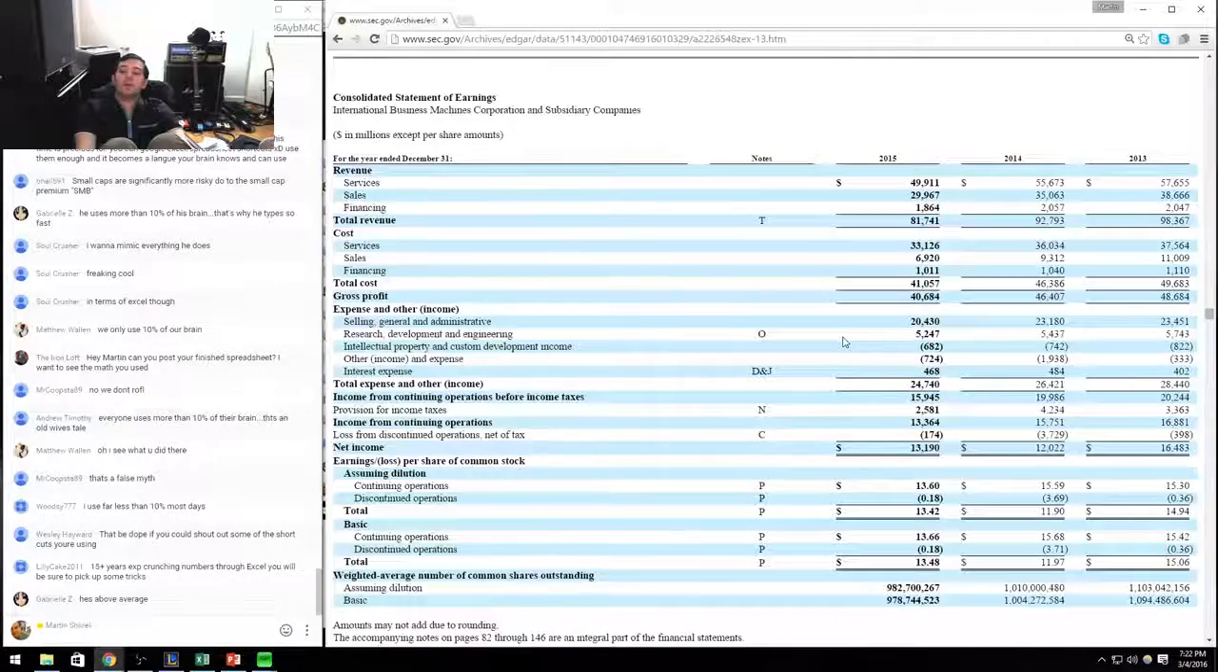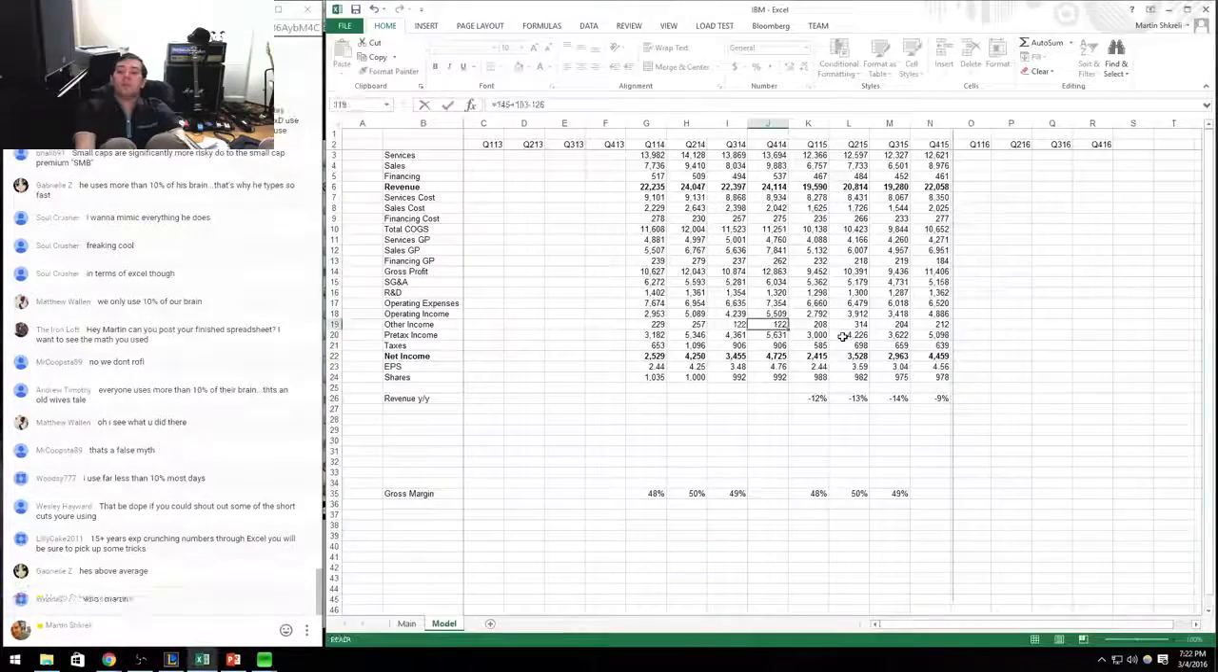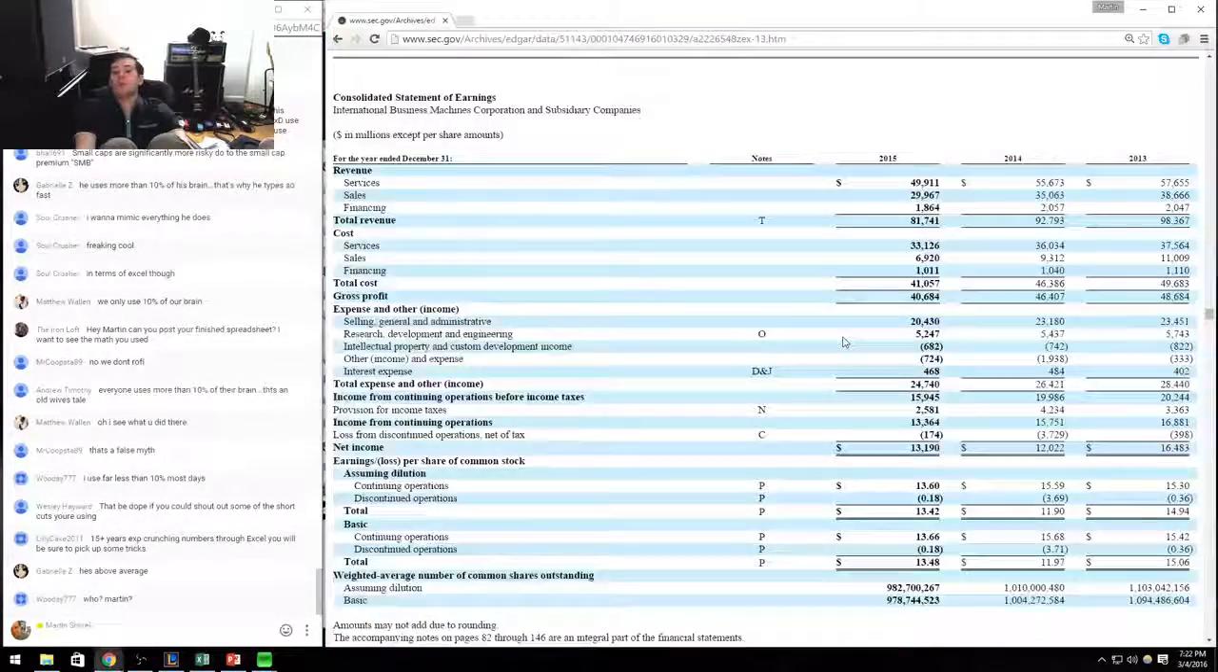So we're almost done plugging and chugging here, and you can see how a professional investor would start to try to value a company like IBM.